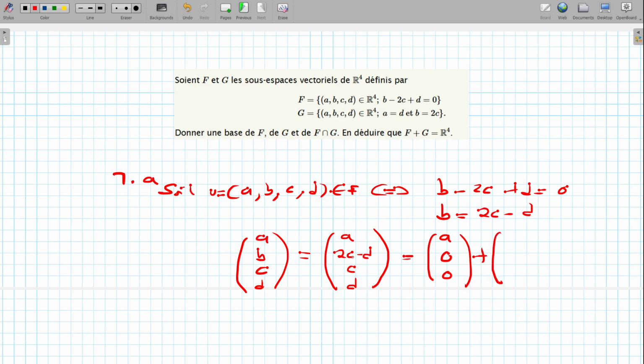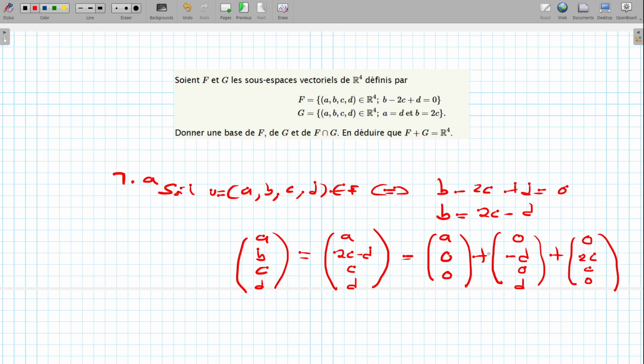In the next iteration, we can take A equal to C equal to 0. And so we're going to have 0 here, then minus D, then 0, then D here. And then plus. In the next iteration, we can take A equal to D equal to 0. Then here we're going to have 0, then 2C, then C, and then 0.